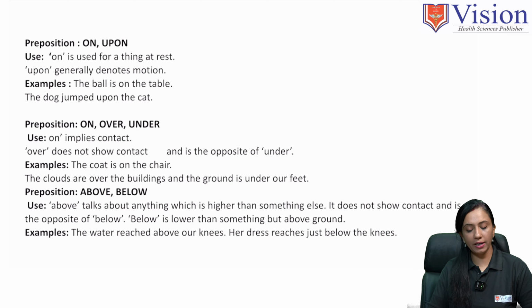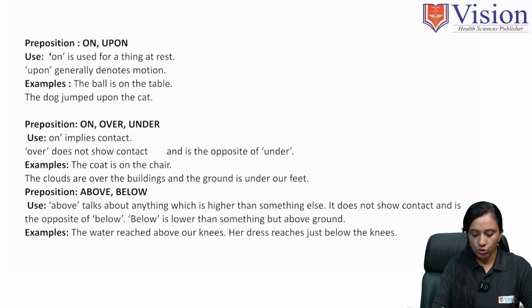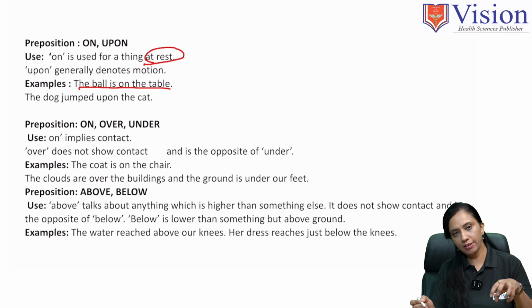Then we have on and upon. On is used for a thing at rest. When the thing is resting, like the ball is on the table. It is generally resting on the table. No movement, we can say.